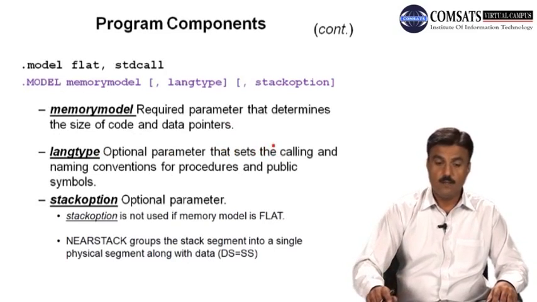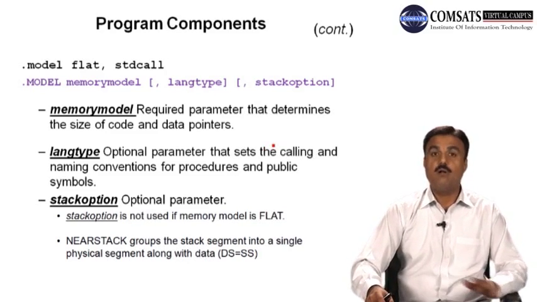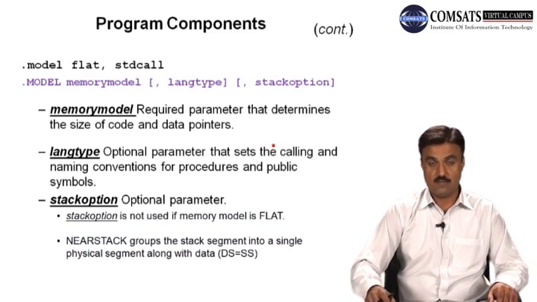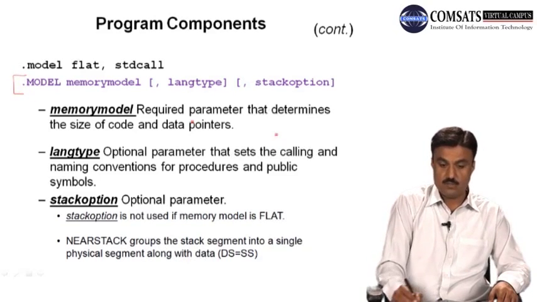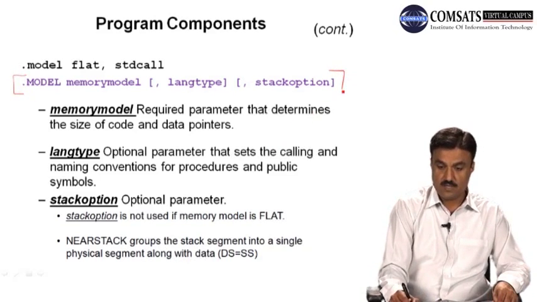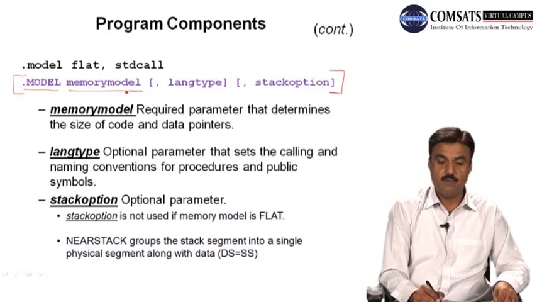Okay. Then the next directive that we use is called the model directive. We have used .model flat, stdcall in all the programs. What is the reason and purpose of this model? Actually, this is the syntax of how we can use the model directive. You can see here, first we have to write .model, and then we have to write the memory model, whatsoever the memory model option is.